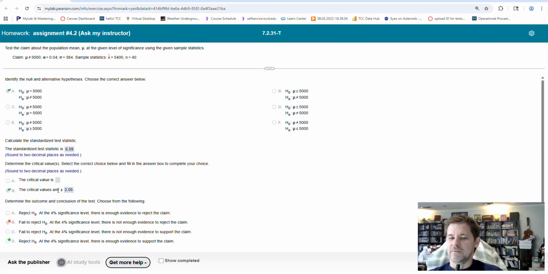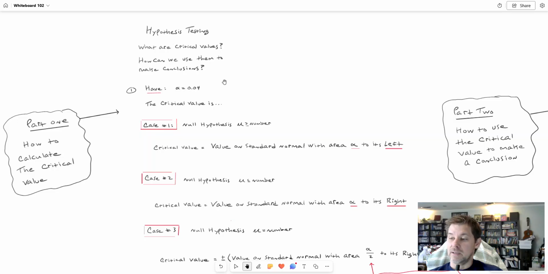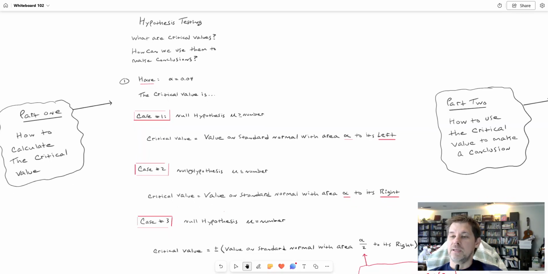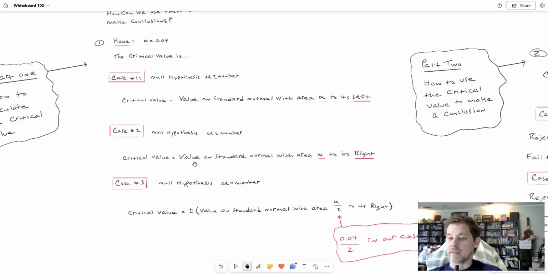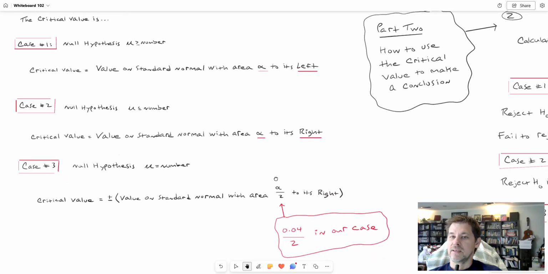Because I said the critical value is involved in this, so let's talk about that. What are critical values and how can we use them to make an ultimate conclusion about this? So let's talk about just how you calculate the critical value. It depends on what the null hypothesis is. So I have the three cases here of how you calculate the critical value, and it depends on what the null hypothesis looks like.